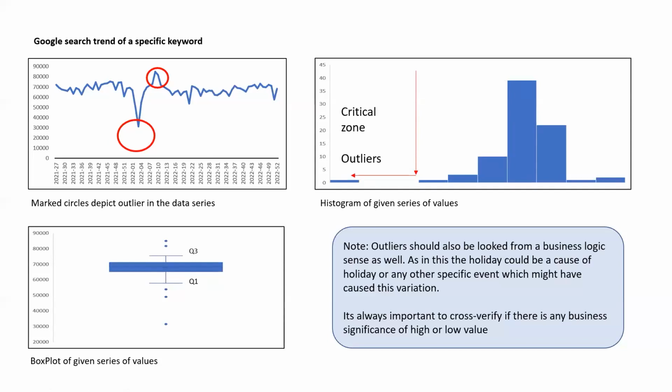As I was previously mentioning, outliers should also be looked at from a business logic perspective. In this particular scenario, this dip could be because of a particular holiday that had a huge impact on the trend of that search keyword. Whereas it could also be an event like a data outage that could be causing it. So there always has to be an explanation provided whenever you are capping or treating your outliers, because it's important to understand why that particular thing has occurred in the data.